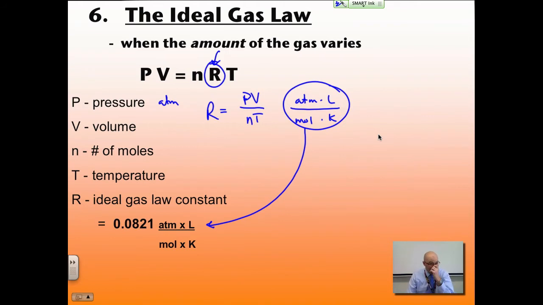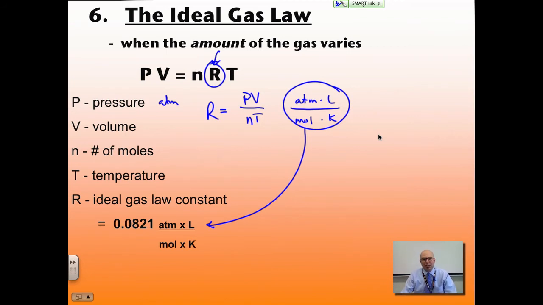All right? Now, the ideal gas law constant is 0.0821. It's a constant. You need to know it. 0.0821 atmosphere liters per mole Kelvin. I certainly may give it to you on quizzes or worksheets or whatever I might do in my class, but in terms of using the ideal gas law, that's what it is.